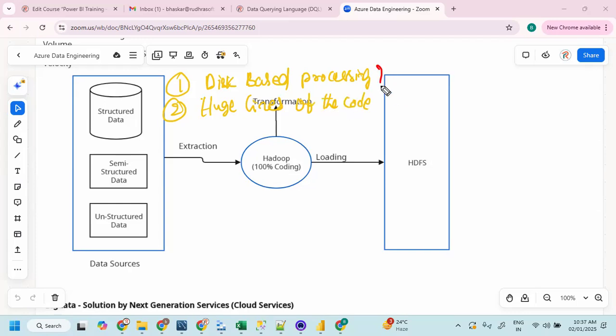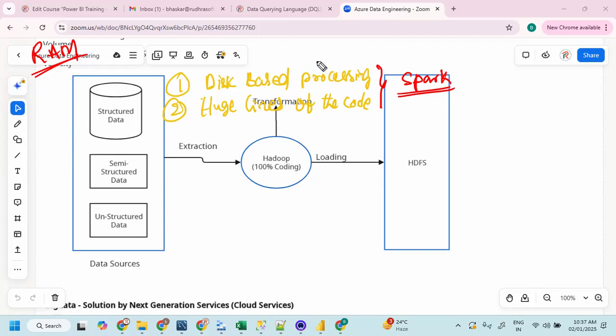To provide a solution for these two major problems, some people started working on it. Instead of doing the processing on disk, why don't we do the processing in RAM? If we process the data within RAM, then the processing will be faster. So Spark came into the picture.